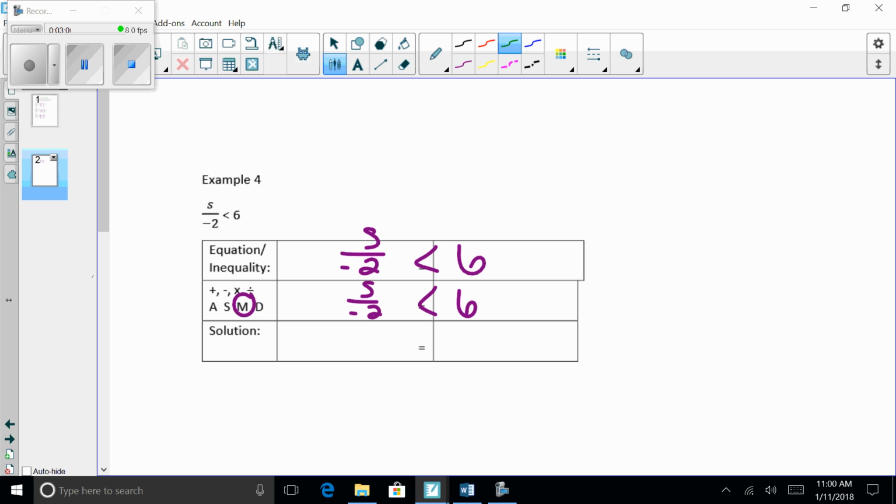Here's where the multiplication comes in. I'm going to multiply my left side by a negative 2 because I want my negative 2's to cancel out and leave me with an s. If I do it to the left side, I also have to multiply this side by negative 2 and get a negative 12. Now, this is when that rule applies. Because I had to multiply by a negative number, my inequality symbol turns around and faces the other way. So my solution is s is greater than negative 12.